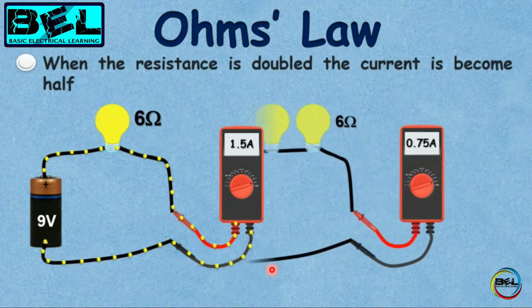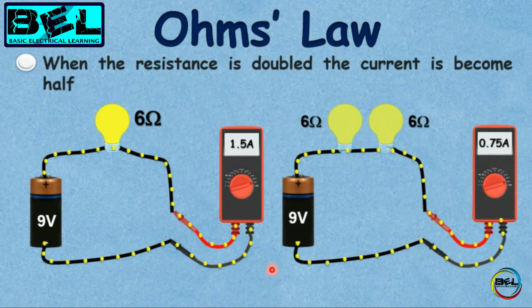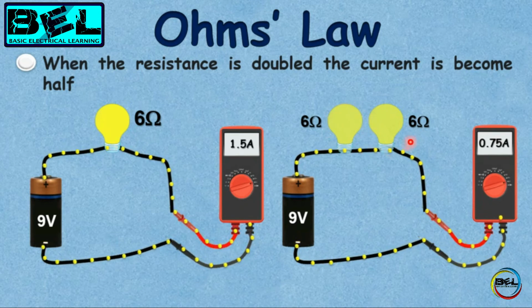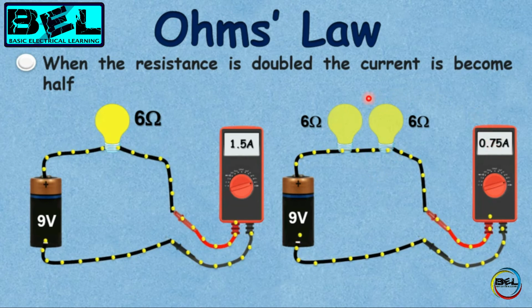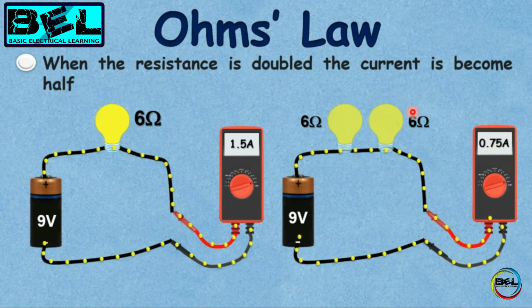When the resistance is doubled, the current becomes half. So you can see here there are two resistors, two loads connected in series. Now the resistance becomes 6 plus 6, 12 ohm, and the current becomes half. So by increasing the resistance, the current will decrease as per Ohm's law.